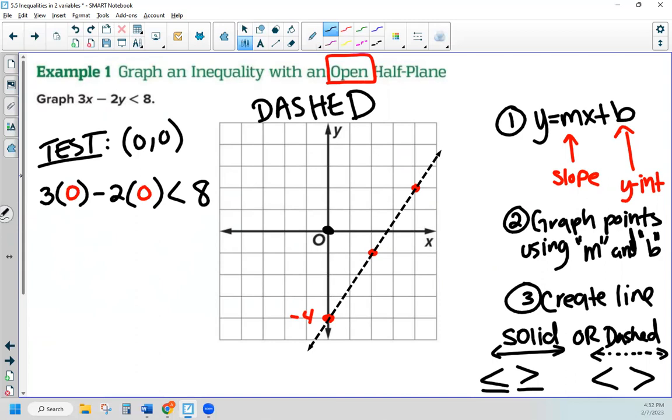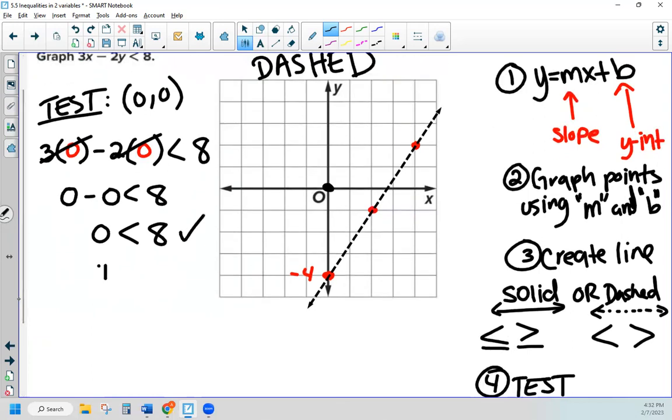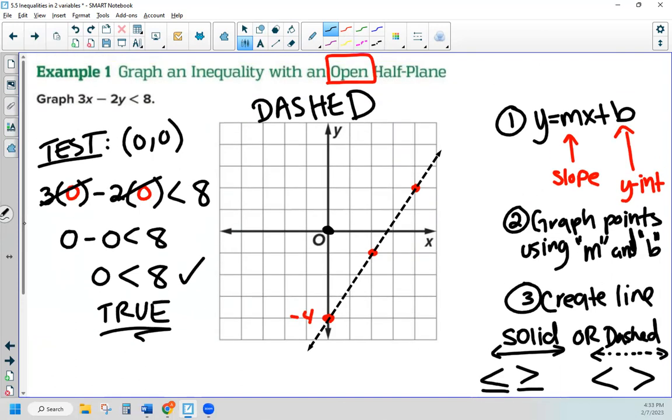All right. So what do you got here? You got 3 times 0 is 0. 2 times 0 is 0. And this is what you pretty much have. Is 0 a number that's less than 8? Yes, that's true. That's a true statement. So what does this mean? What does this tell us? Why did we care about this? Well, that means that 0 is representing all the points, all of them, that are above this line. And that gave me a true statement.